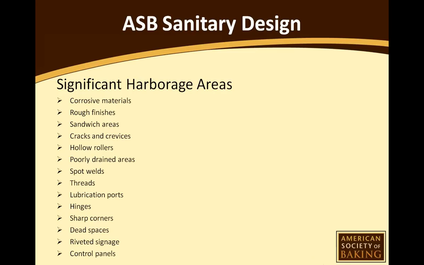Some of those harborage areas are corrosive materials, rough finishes, sandwich areas, and when we talk about a sandwich area, that's the interface of two or more materials that are not hermetically sealed, cracks and crevices, hollow rollers, poorly drained areas, spot welds, threads, lubrication points, dead spaces, a space where product can become trapped or retained. Control panels and equipment switches and power source are also high traffic areas for cross-contamination.